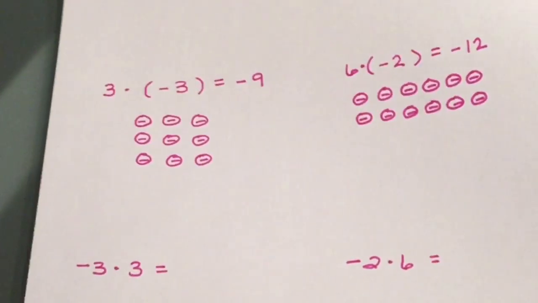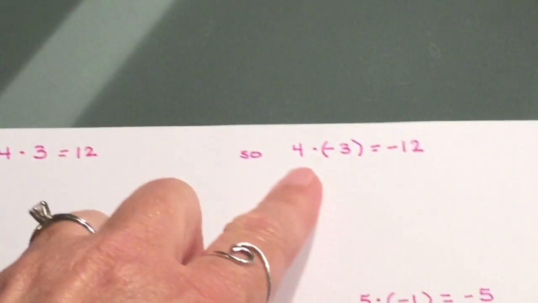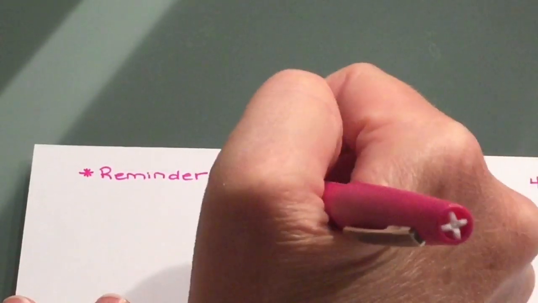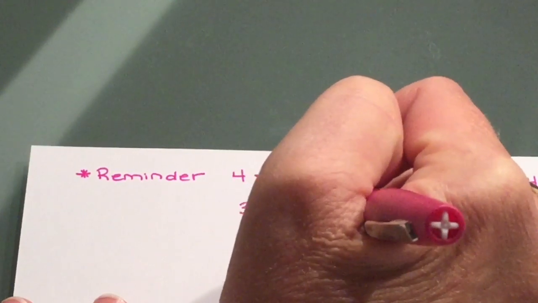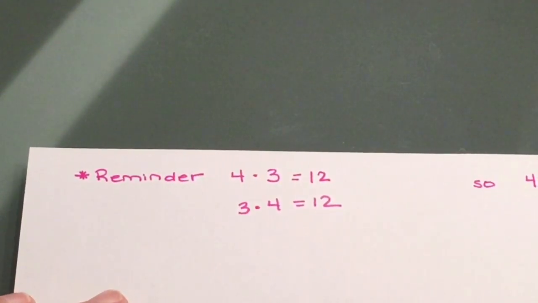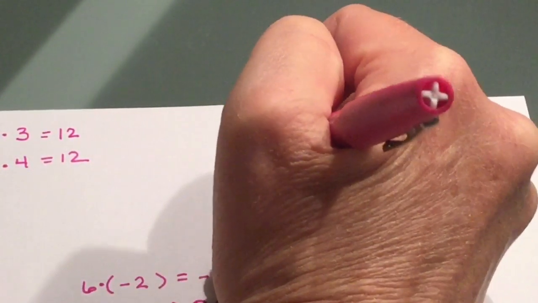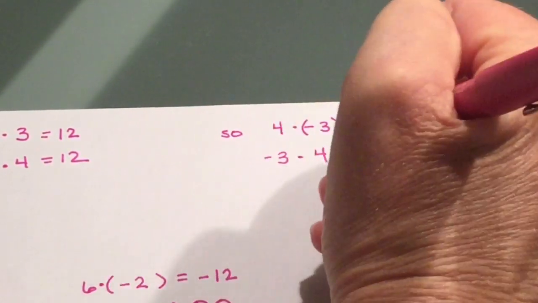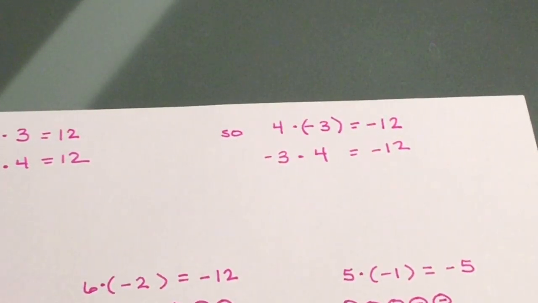Okay, so now let's take this one step further. Let's look at our first problem that we did up here with the 4 times negative 3. When we do any multiplication, if we know that 4 times 3 is 12, then we know that 3 times 4 is 12. So if we switch those 2 around, we're still getting the same answer. So a negative 3 times a positive 4 gives us a negative 12. All we've done is switch the location of those.